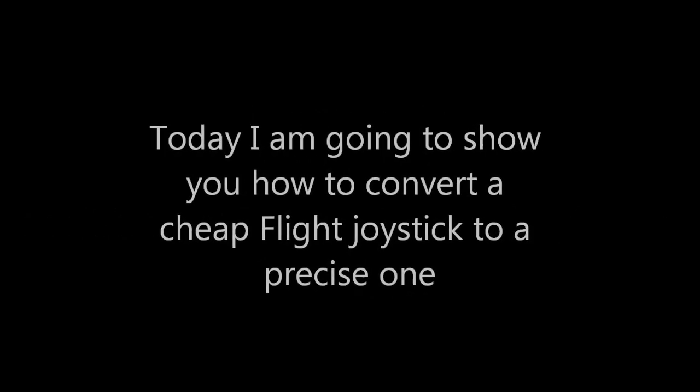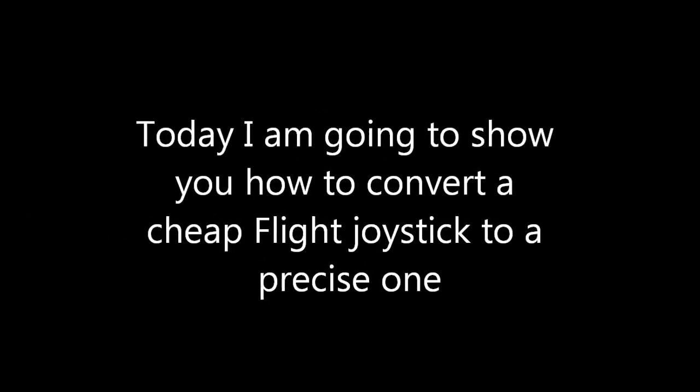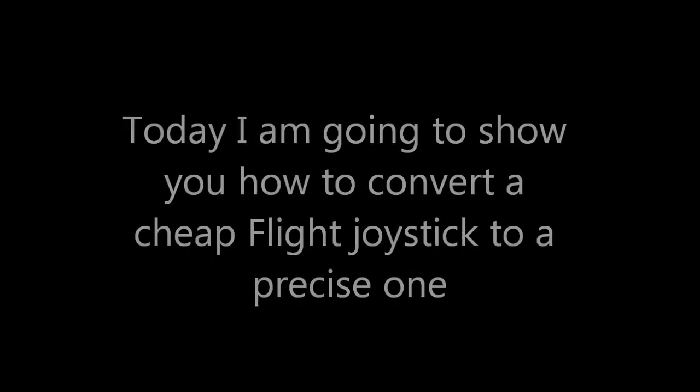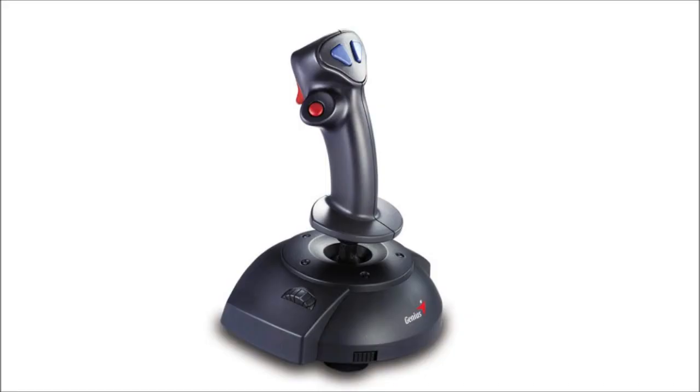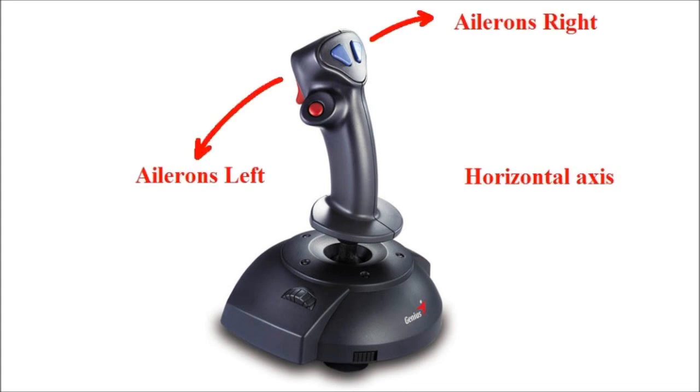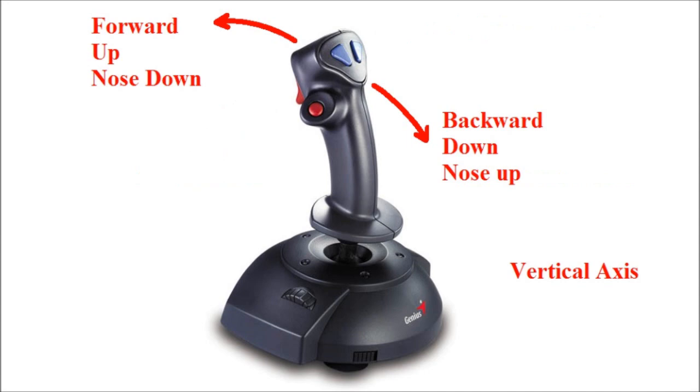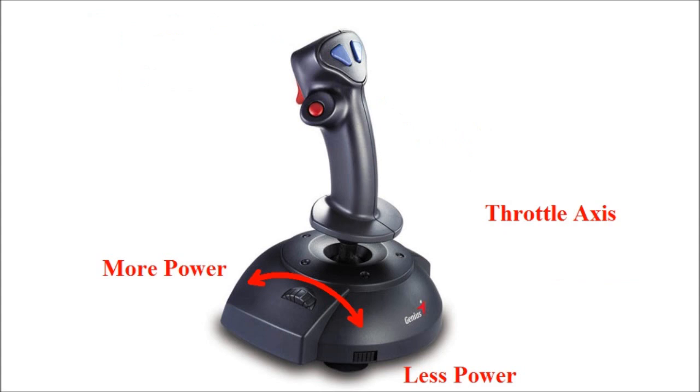Today I'm going to show you how to convert a cheap flight joystick to a precise one. This is a Genius MaxFighter F-16U. It has 4 buttons, 3 axes. First the horizontal axis, left and right. Then the vertical axis, up and down. Then the throttle axis. We are going to leave this one alone because it doesn't have to be very precise, since it's not that heavy use as the other two axes.